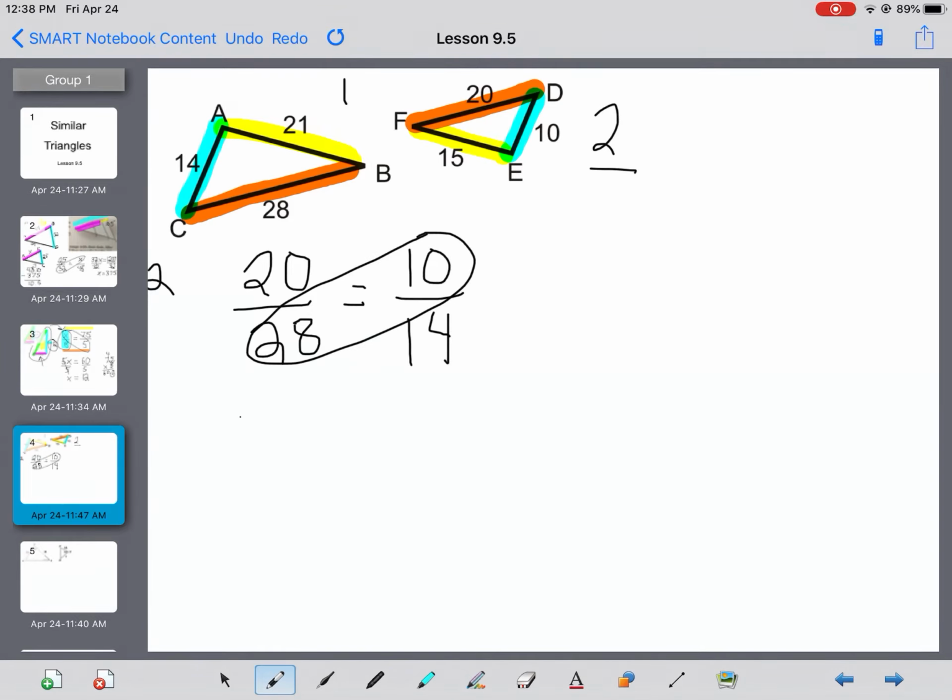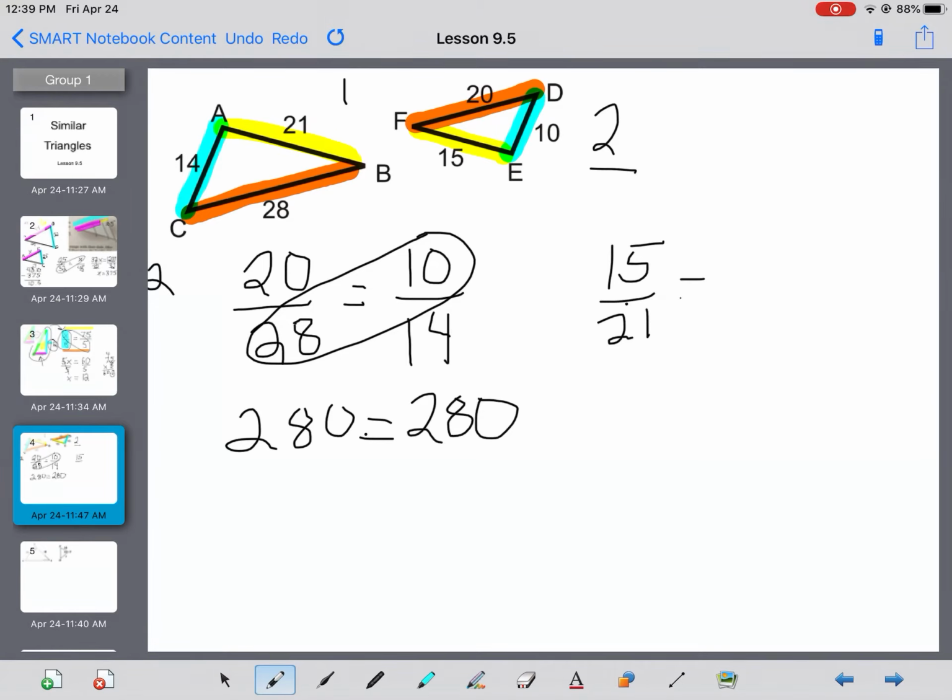Now I can do some cross products, and I get 280 equals 280. So because they are equal, I know that those lines are proportionate to each other. So I figured out my orange line and my blue line are proportionate, but I also need to think about that yellow line just to be sure and see if yellow is also proportionate.